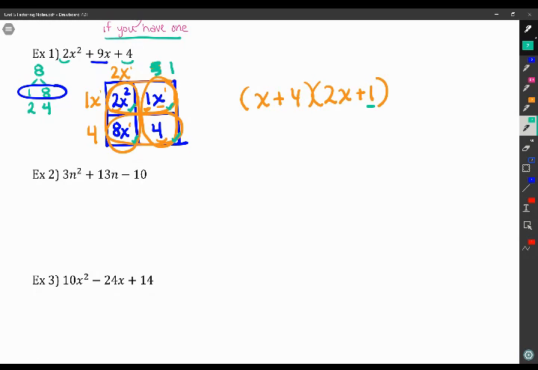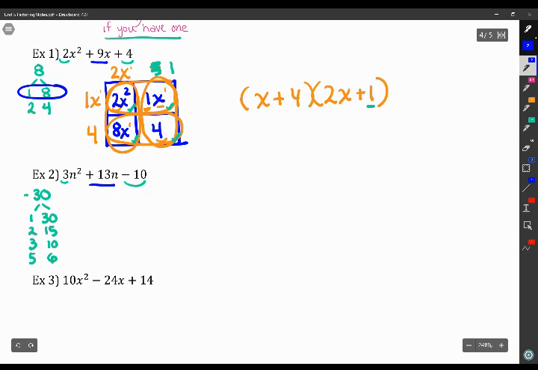Looking at example 2, it's the same idea. So it's in standard form. So it goes 2, 1, constant. We look to see is there a number that goes into all of them. Your smallest number is 3, and it doesn't divide into 13 evenly. So we know we're done. So we're going to go 3 times negative 10, which is negative 30. We'll go 1 times 30, 2 times 15, 3 times 10, 5 times 6. And we're looking for the pair that either adds or subtracts to give us 13.